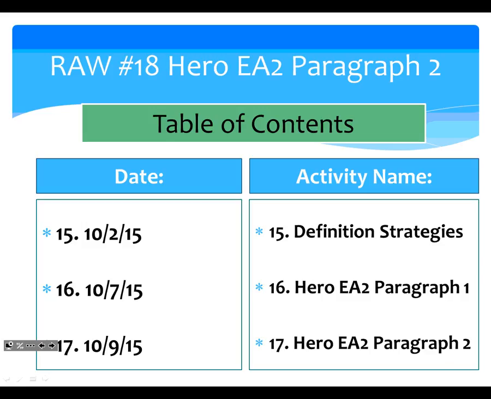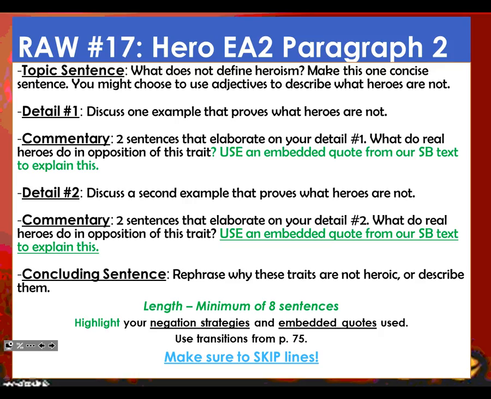Alright, now this entry is going to take you a little bit more time than your very first body paragraph, and that's because this time your brain has to think opposite. You're going to be writing your paragraph based on the negation strategy, so you have to explain what does not define a hero. And not only that, you're going to have to create embedded quotes to explain your reasoning. So this one, it's probably going to take you double the time your first one did, just because your brain's thinking opposite and you're having to develop those embedded quotes.